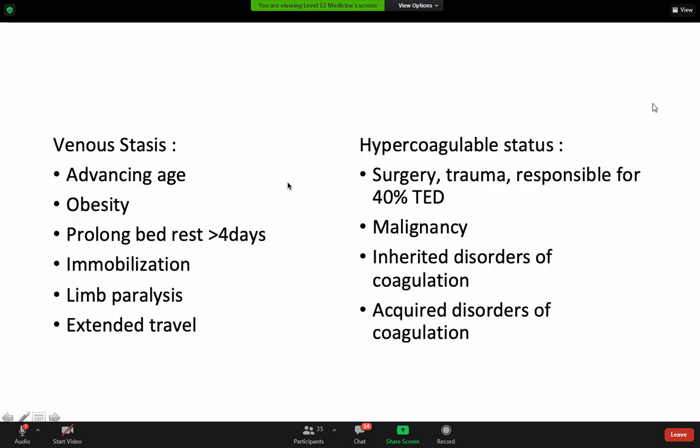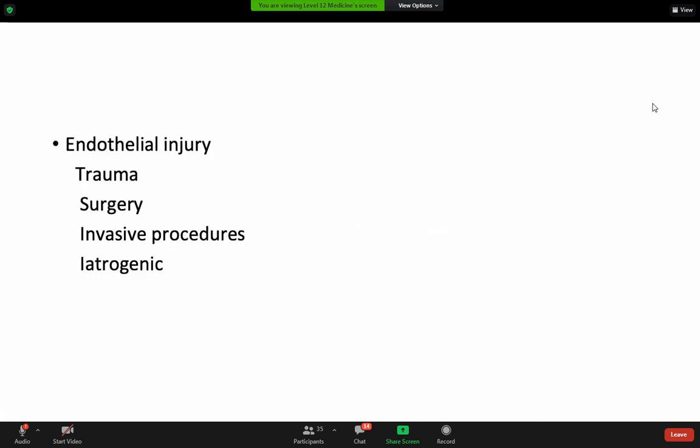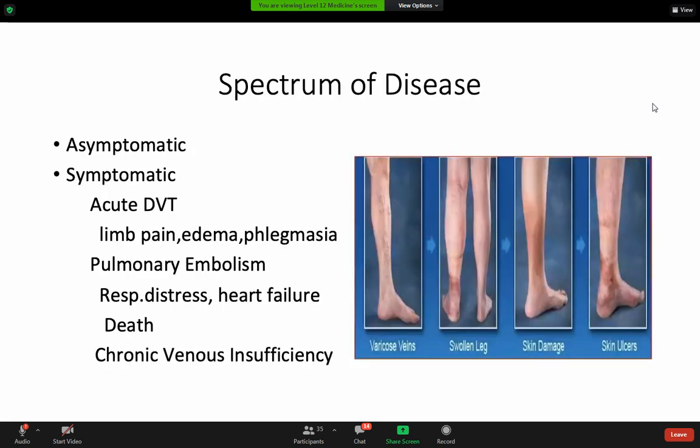Stasis like what? I'm talking about DVT now, like advanced age, obesity, prolonged bed rest, immobilization, limb paralysis, extended limb travel. That's why any hospitalized patient, and hospitalized patients usually stay in the bed, we have to give a prophylactic dose of anticoagulation to prevent DVT. And DVT in the hospitalized patients is very high. Hypercoagulable status like malignancies, surgery, trauma, inherited disorder, or acquired disorder of coagulation. Endothelial injury like what? Surgery, trauma, iatrogenic injury, as I mentioned earlier.